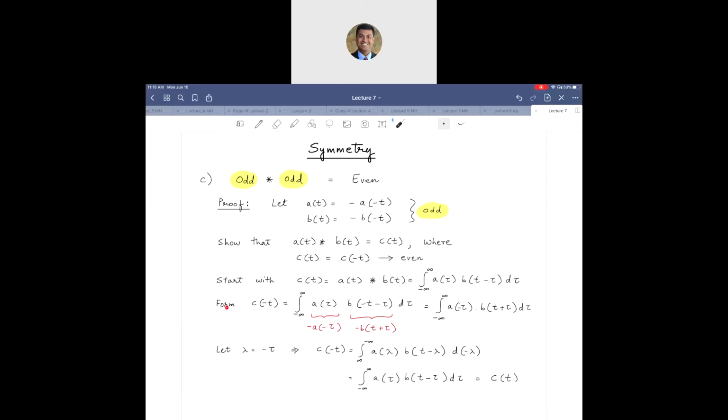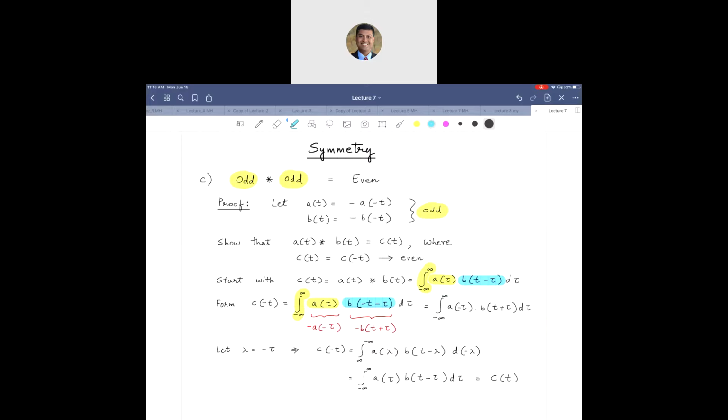Then let us try to form C of minus t. So we are going to go from C of t to C of minus t. We can do that by changing the variable t to negative t. Let's do that. -∞ to infinity remains as is. A of tau remains as is. Now b of t minus tau becomes b of minus t minus tau, because we have gone from t to negative t, because we are forming c of negative t. D tau remains as is.